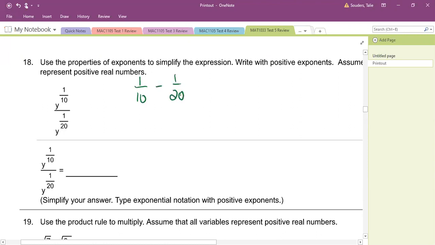So how could we turn 10 into 20? What do we need to do? Multiply by 2. Good. So now we have 2. Oh, I don't know why I wrote 20. I'm sorry, I jumped ahead of myself. Now we have 2 over 20 minus 1 over 20, which gives us 1 over 20. And of course, all of that is our exponent, right? So our answer would be y to the 1 over 20th power.